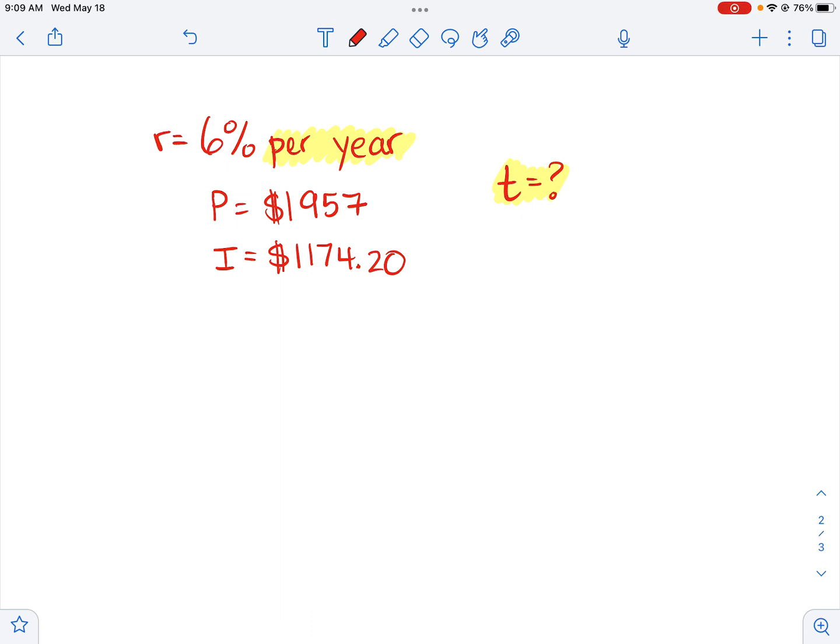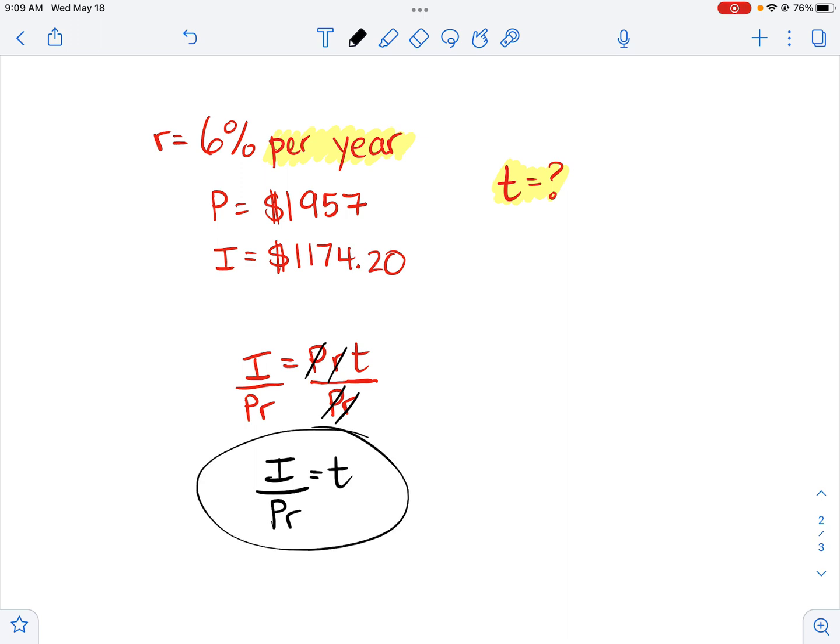Okay, so remember how our formula was I equals principal times rate times time. Well, now T is our unknown. So I want to isolate T. So I'm going to divide this side by PR, and I'm going to divide this side by PR. So it's just like we're solving an equation. So these cancel out, and I'm left with T equals I divided by PR. So I just rearranged my equation.